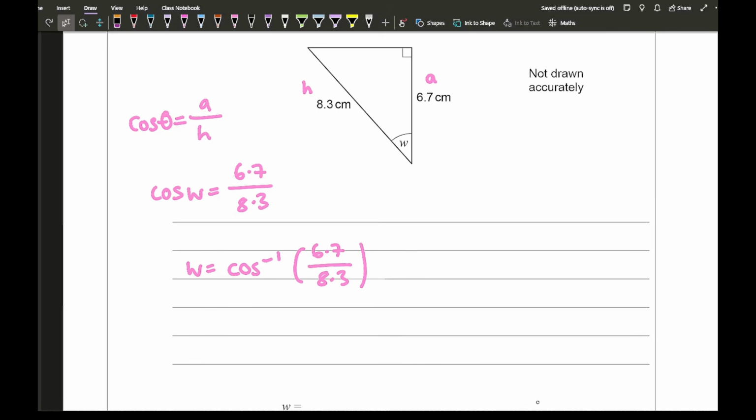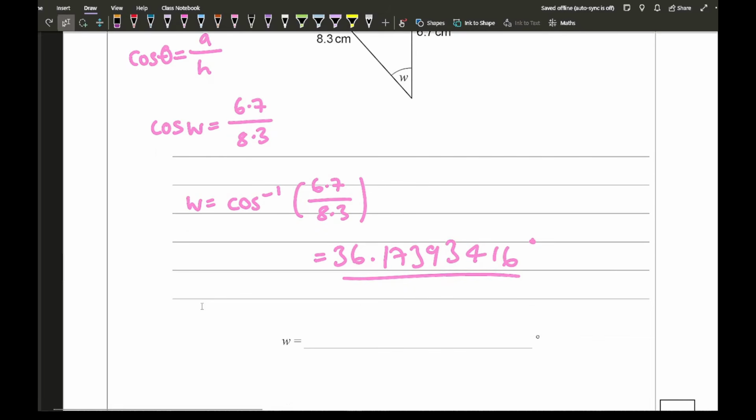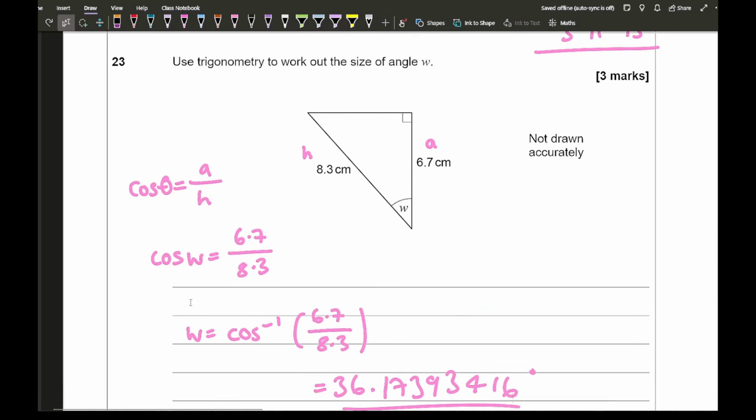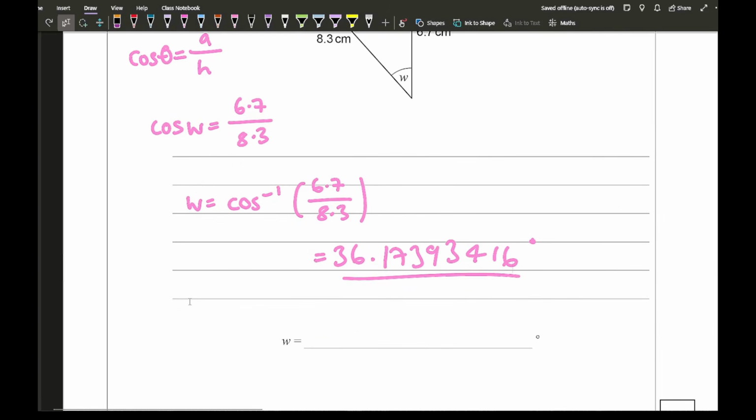I get an answer of 36.17393416, and then it's just a case of rounding your answer. So again, there's no indication about rounding your answer, so if your rounding is a bit sketchy, just copy the number off your calculator. I'm going to round this to 36.2, and that's to 1 decimal place.